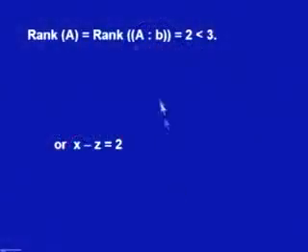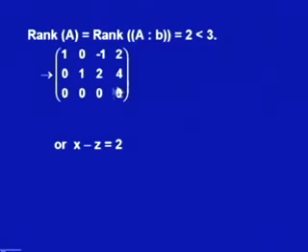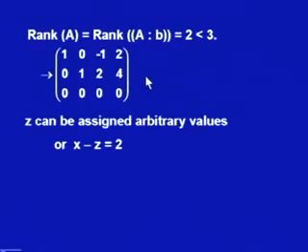Why? Because rank of A is equal to rank of the augmented matrix, and this is 2, which is less than 3. Then we have this augmented matrix. Then from here, this equation is not giving any information, only these two equations are to be solved in 3 variables. From here one can notice that z can be assigned any arbitrary value.